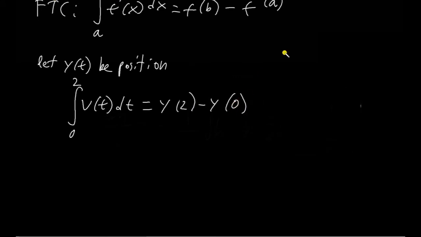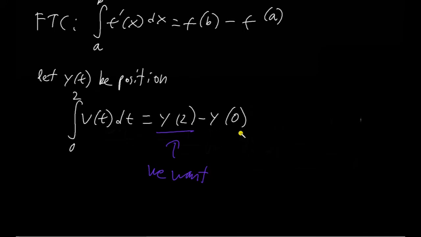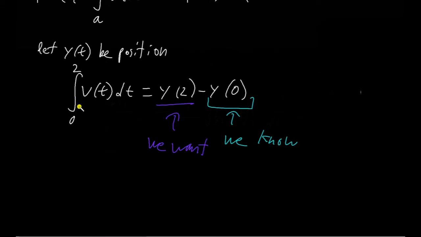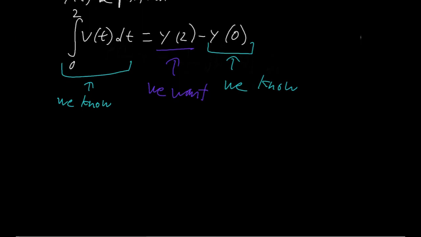And here's the fun thing now. This is what we want to find, right? We want y of 2. But look at this, y of 0. We already know y of 0, right? They said it's -1. So this we know already. And then the integral from 0 to 2 of the velocity, we can figure that out, right? We have the velocity function. We can put it in a calculator and integrate it. So this is also something that we know. Now if we calculate numerical values for this and this, that'll allow us to figure out y of 2, right? So if I were to solve this for y of 2, I'll get that y of 2 equals y of 0 plus the integral from 0 to 2 of v of t dt.